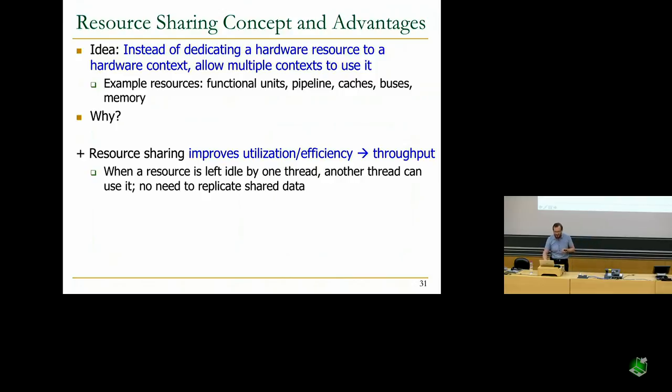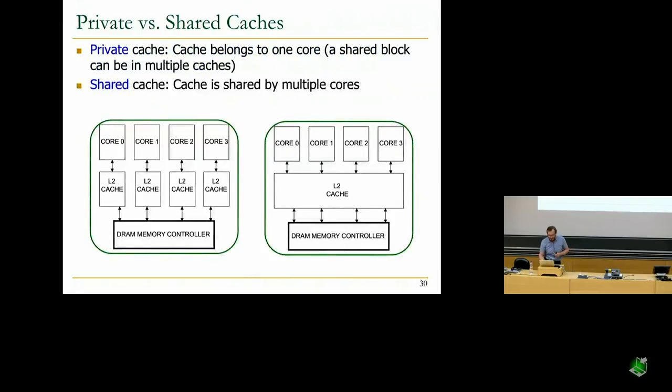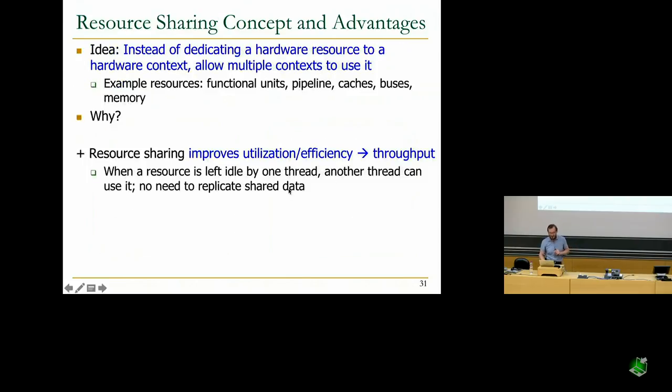So basically, resource sharing is good because when a resource is left idle by one thread, another thread can use it. And also, there's no need to replicate shared data. If these threads are sharing some data, manipulating the same data, let's say this thread requires memory address A, and this thread also requires memory address A, they both need to bring the data into their L2 caches in this case, right? Because they have private L2 caches. But in this case, you have only one copy of block A that needs to be brought, and both threads can access it from that shared cache. So in this case, you're wasting some cache space. In this case, you're saving that cache space when you have shared data. The same block doesn't get replicated across different private caches if you have a shared cache. Okay, so that's another aspect of improving the utilization and efficiency.